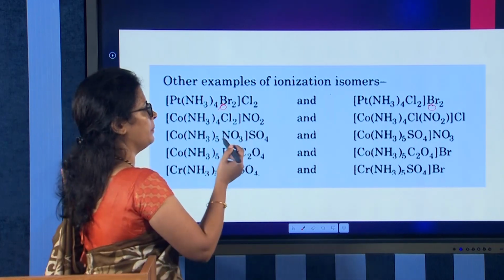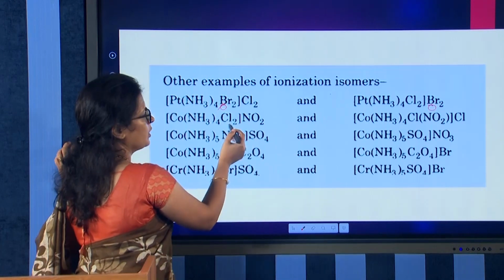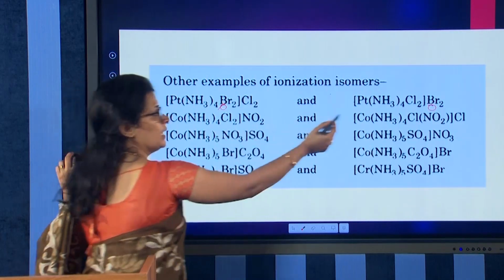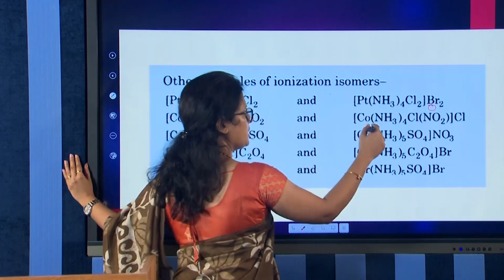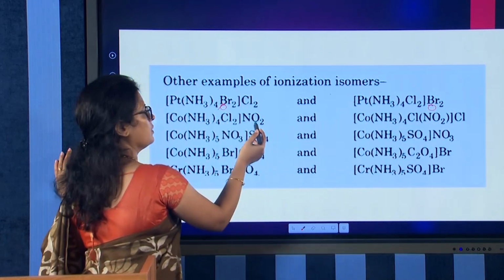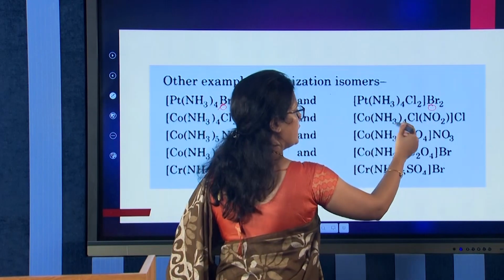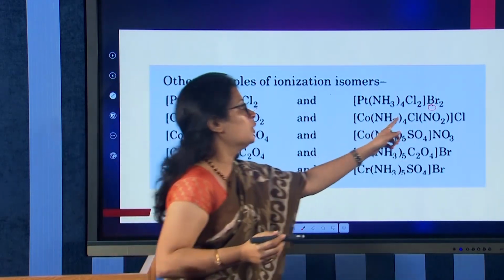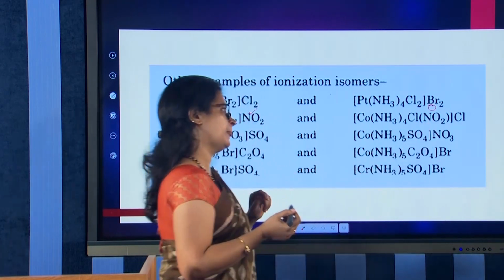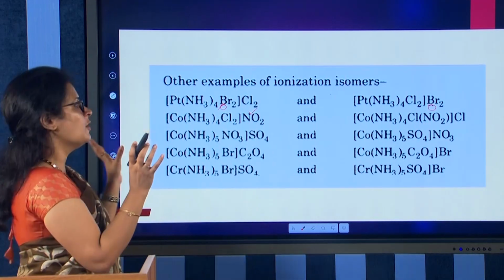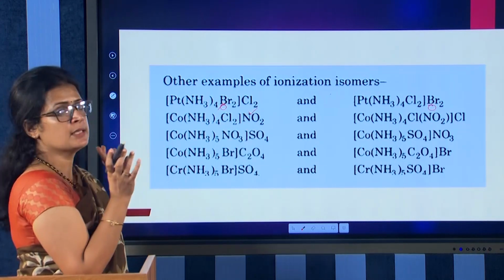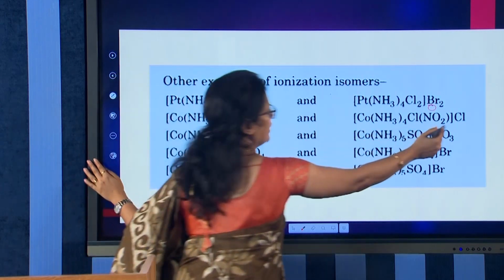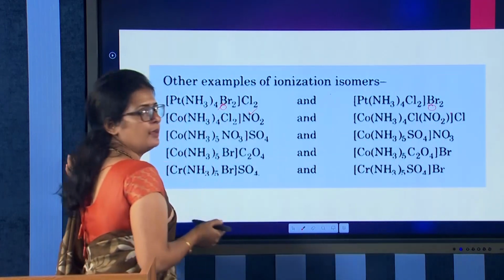But in the second example, you can see that one of the chloride ions is going outside. One of the chloride ions is still inside, and to substitute that chloride ion, which ion is moving inside? NO2. NO2 is moving inside the coordination sphere. Now, NO2 will act as a ligand here, but the formula is the same, so they are called ionization isomers. Different ions: here NO2 ions will be furnished, here Cl minus ions will be furnished.